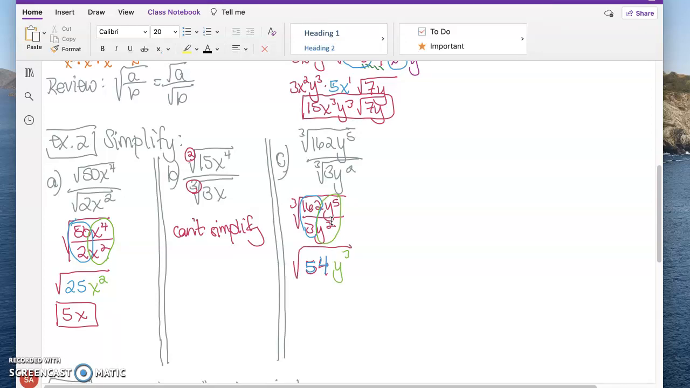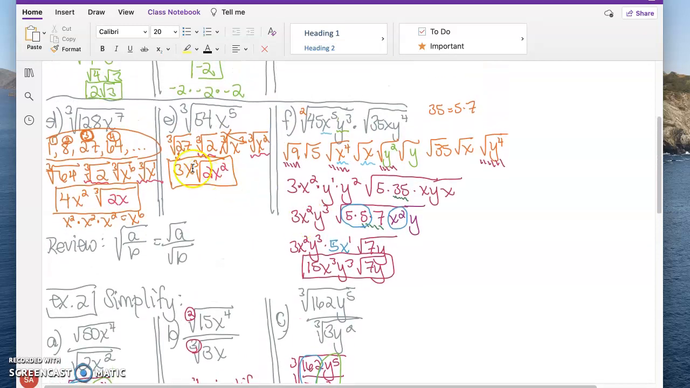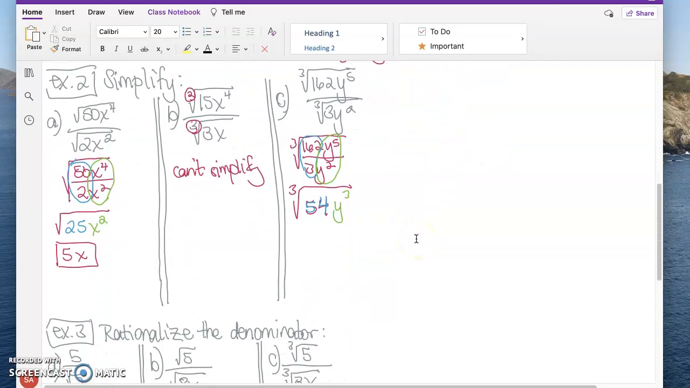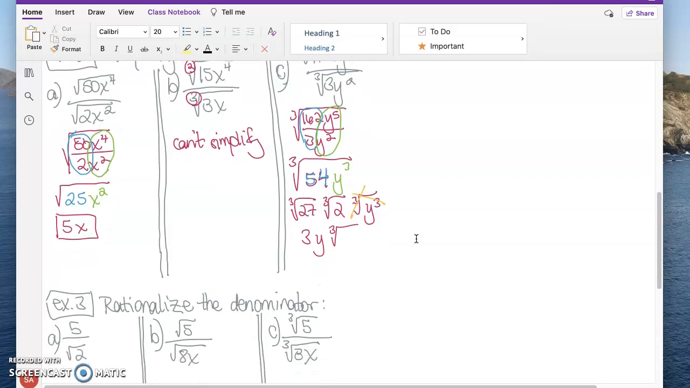Okay, we have a cube root here. And then, didn't we already do a cube root of 54? We broke it up into 27 and 2, right? So we're going to go cube root of 27, cube root of 2, cube root of y to the third. And if you look at the previous example, we said the cube root of 27 was 3. And remember that a cube root and an exponent of 3 cancel each other out. So we have just y there. And then I need a calculator to evaluate the cube root of 2.